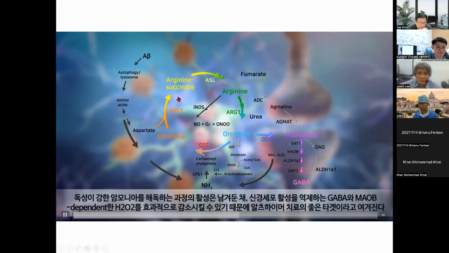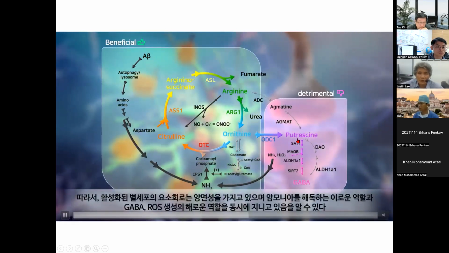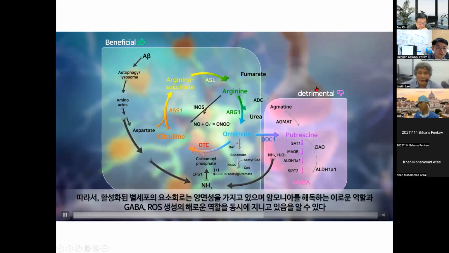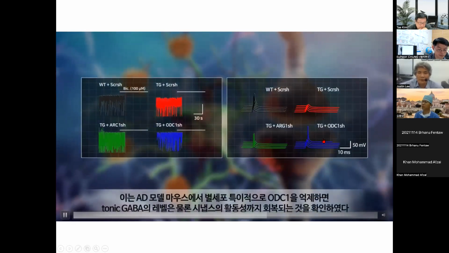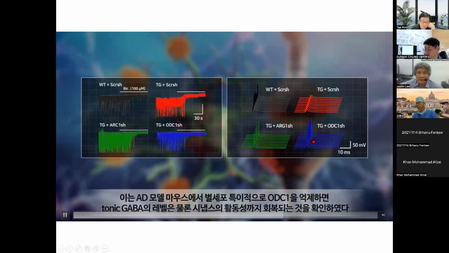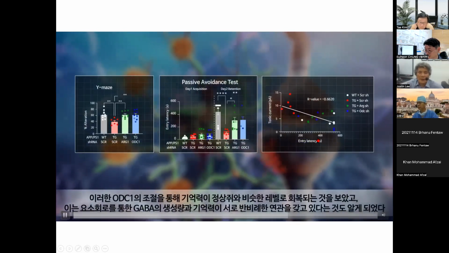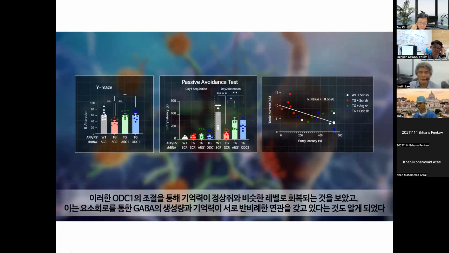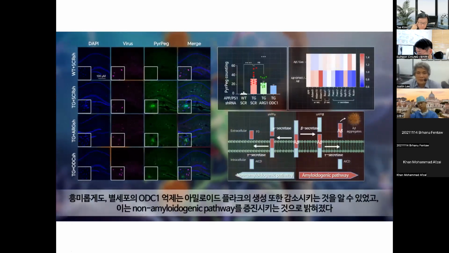The urea cycle appears to be doing a good job. It's very beneficial, whereas putrescine is detrimental. So the strategy we can use is to block ODC1 to preserve the beneficial part of the urea cycle and block the detrimental putrescine degradation pathway. By blocking ODC1, we were able to block the tonic GABA release, and the firing was also rescued. And we found that the behavior was also rescued by ODC1 gene silencing. So ODC1 can be a very effective drug target for Alzheimer's disease, as good as MAO-B.